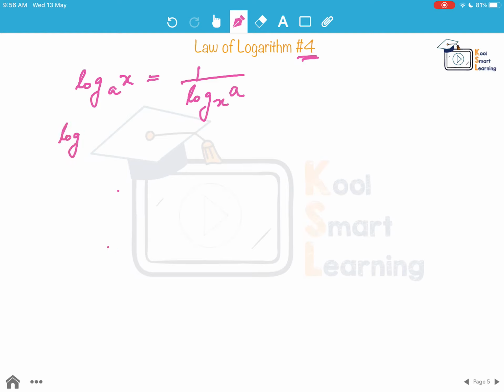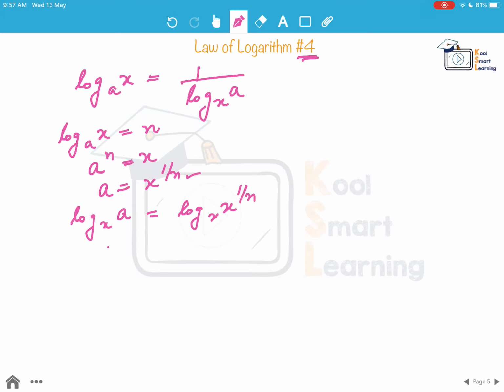Now let us take log of x to the base a is equal to n. This would give us a raised to power n is equal to x. Right? We can say that a is equal to x raised to power 1 by n. Now, if we take log of a to the base x, we'll take log on both the sides. So we get log of x raised to power 1 by n to the base x.